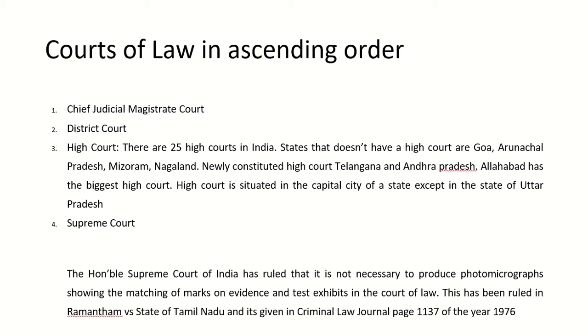Courts of law based on their power and jurisdiction. So first is in the ascending order. First is Chief Judicial Magistrate Court. Next is District Court. Third is High Court. There are total 25 high courts in India. States that don't have a high court are Goa, Arunachal Pradesh, Mizoram, and Nagaland. Newly constituted high courts are Telangana and Andhra Pradesh. The biggest high court is located at Allahabad, and a high court is situated in the capital city of a state, except in the state of Uttar Pradesh.